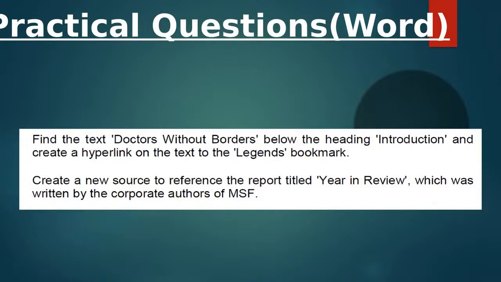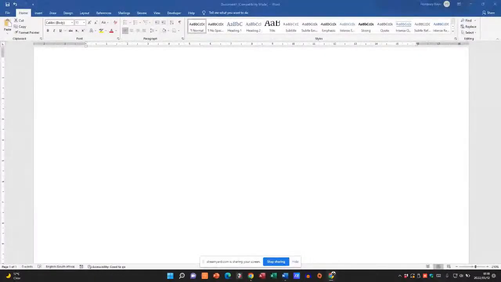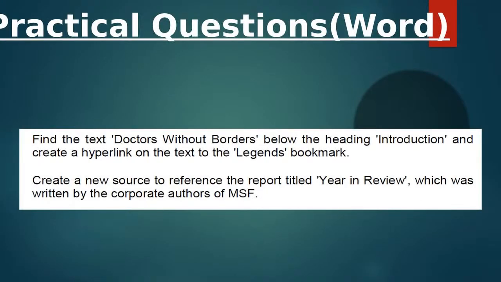So remember now, in that question, they are asking a few things. Number one, they're asking you to use Find, right? They want you to find these words. Where are you going to find it? Below the heading. So you're going to go and look for that heading. You're going to go and find these words. And then in order to create a hyperlink, you've got to highlight this. You can also check if you've got the bookmark, right?